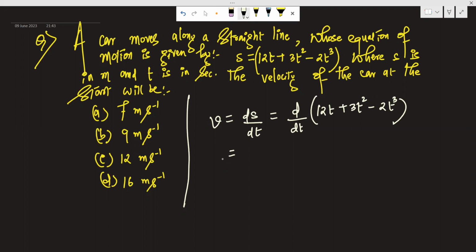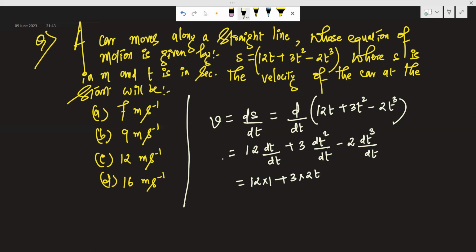So simplify it once again. We'll have 12 into derivative of t plus 3 into derivative of t square minus 2 into derivative of t cube. Okay, so derivative of t is 1. Derivative of t square is 2t. Derivative of t cube is 3t square.